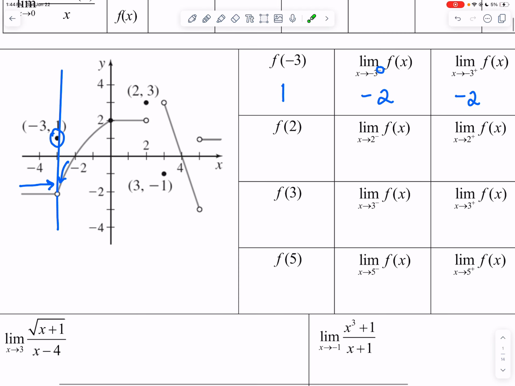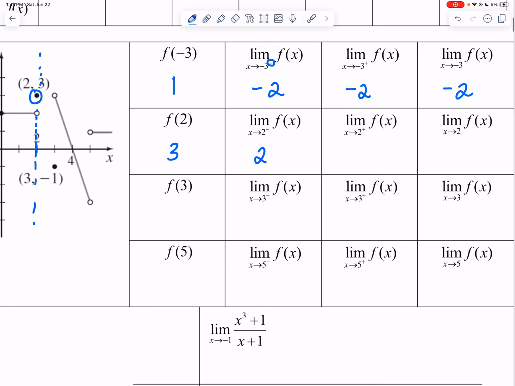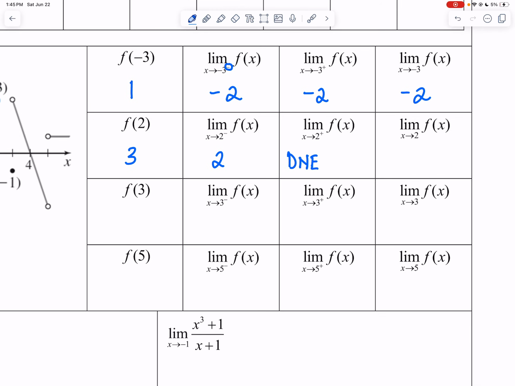However, this is going to be a good introduction to continuity, whenever we talk about continuity in a couple of days. We can do the same thing for f of 2. So f of 2 is going to give me 3 right here. And as x approaches 2 from the left, I could say that it's going to be 2. Now, as I approach 2 from the right, I have a problem because I don't have anything from the right side. Because I don't have anything from the right side, I could say that this does not exist. Meaning that my limit as x approaches 2 from the left to the right side does not exist.